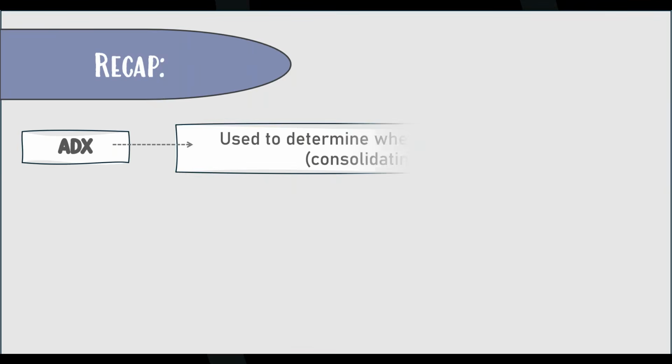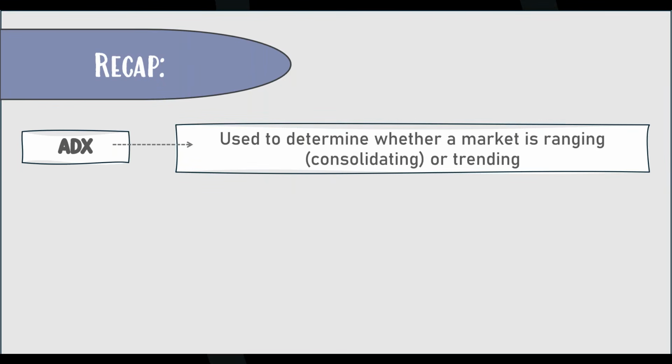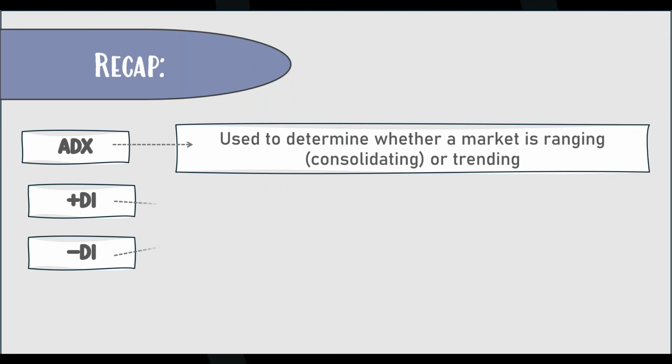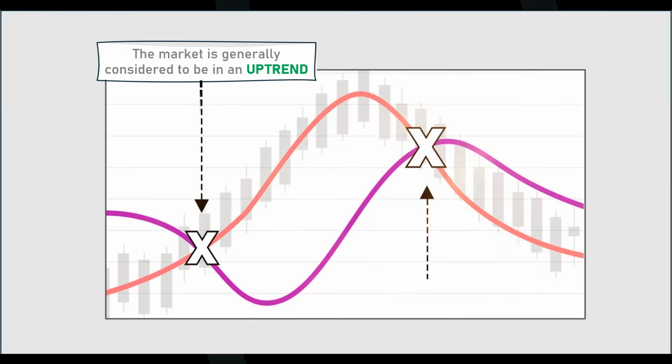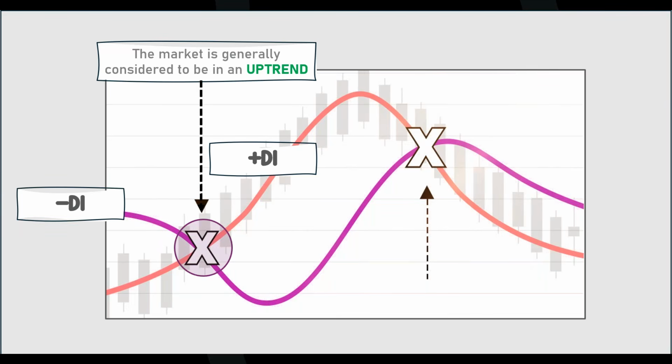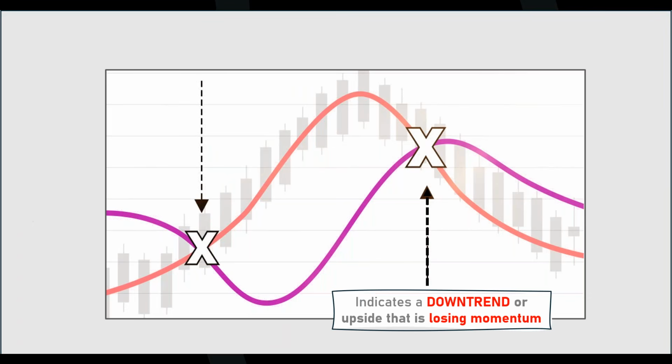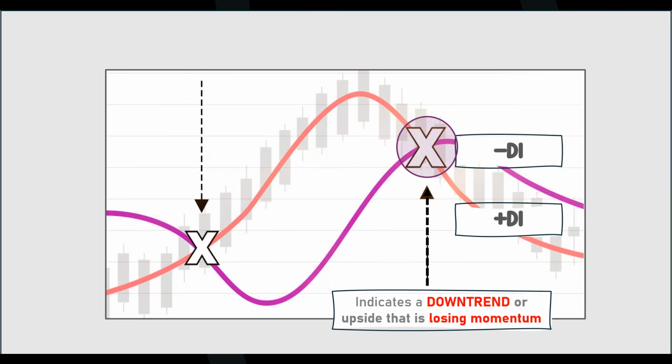So the recap is ADX is used to determine whether the market is ranging or consolidating. It's the strength of the trend. These two DI lines, the minus and the plus, give you the direction of the trend and whether you should be buying or selling. As you can see, when the DI crosses on the up end, it says it's in an uptrend, and if it crosses from the downward side, it tells you it's in a downtrend, giving you the buy and sell signal again.